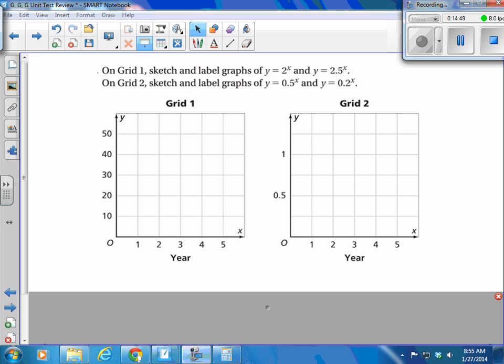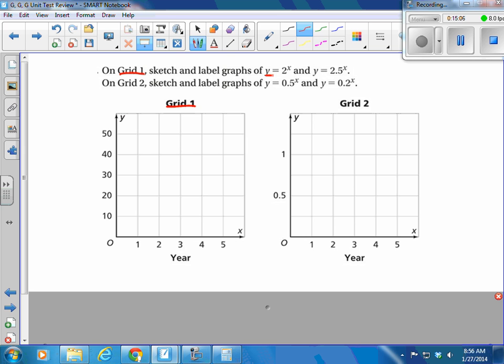The last problem that we are going to do is the most complicated problem on the test. Make sure you know how to do this problem because there are very similar problems on the test. So, on grid 1, you need to sketch and label graphs of 2 to the x and 2.5 to the x power. So how you would do that is, if I had y equals 2 to the x, I'd have my x and I'd have my y.